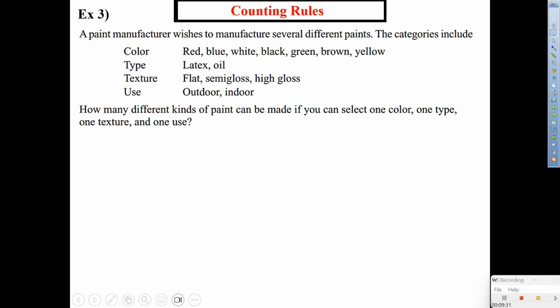Whenever you will own your home and when you go shopping for paint, they're going to ask you all those questions. So therefore, look at all the different options, and then it says, how many different kinds of paint can be made if you can select one color, one type, one texture, and one use? So, first copy the problem, and then talk it over with your neighbor and see what you come up with. Go.